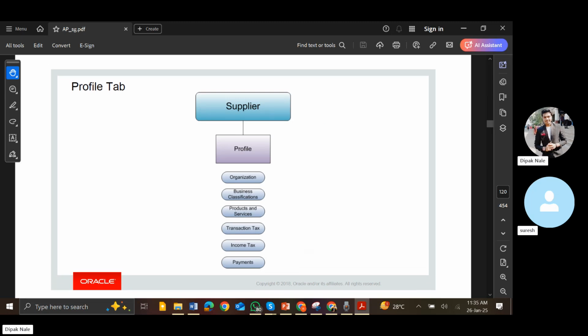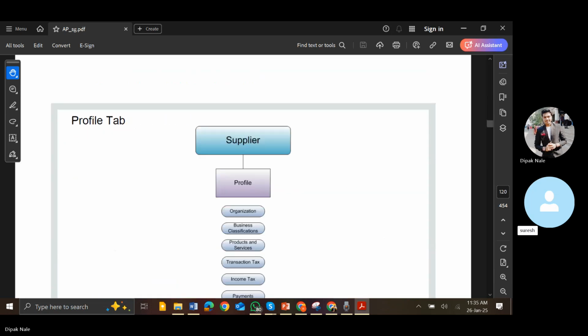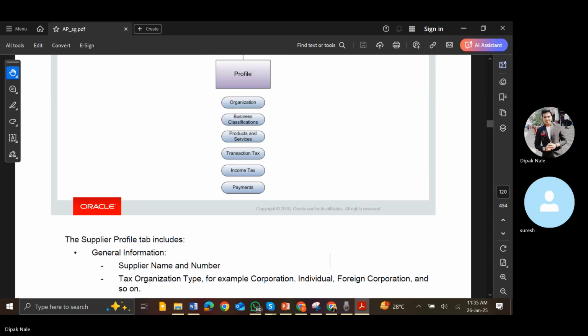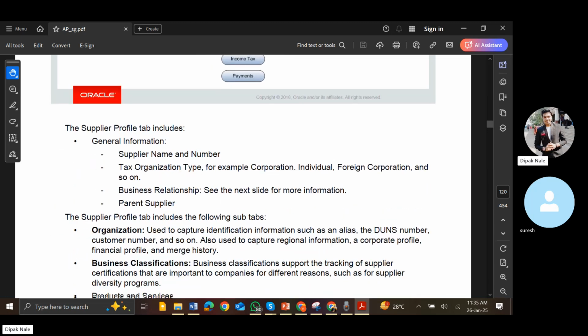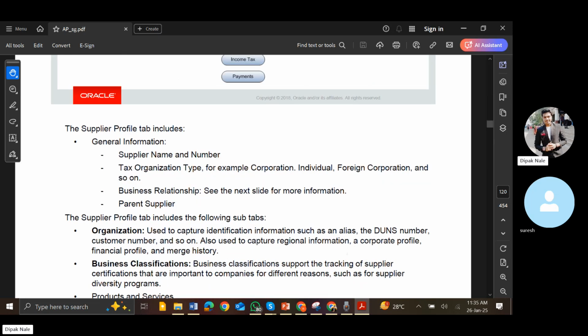That profile we have done, right? Here, this is the profile. In the profile, you will see organization, business classification, products and services, transaction tax, income tax, and payments. The supplier profile tab includes general information like supplier name and number, tax, organization type, for example, corporation, individual, foreign corporation, and so on. Business relationships, see the next slide for more information.